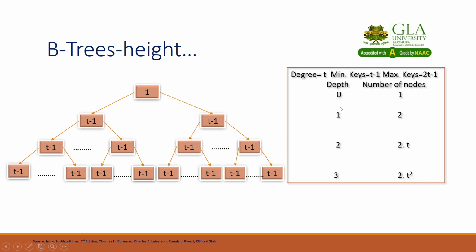Now if we talk about depth 1, you know the root will have a left child and a right child, so there may be two nodes, and these two nodes will have at least t minus 1 keys. Then at depth 2 we will have 2t nodes, and then the third depth will have 2t to the power 2.